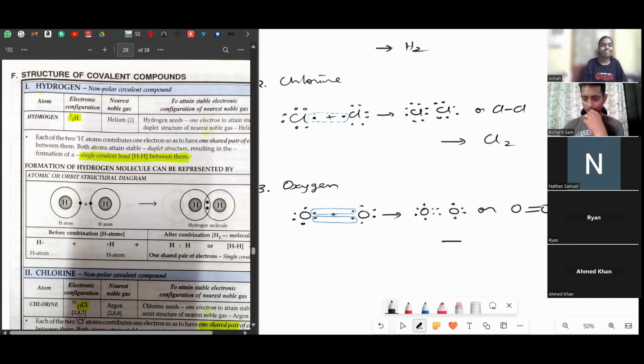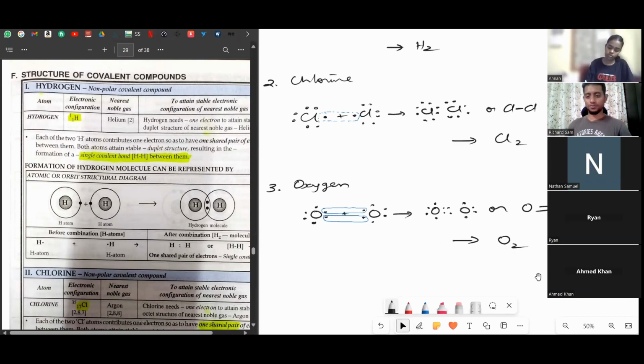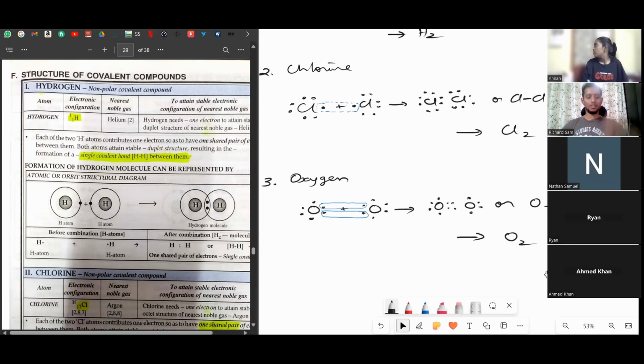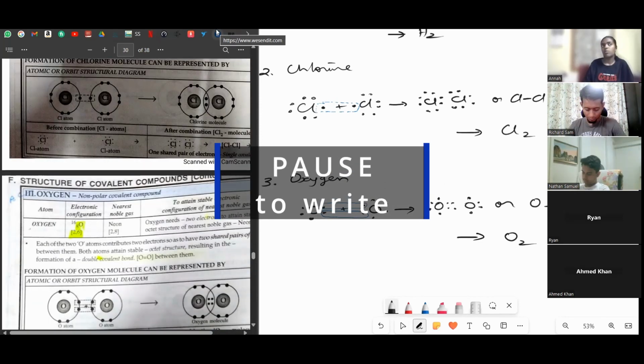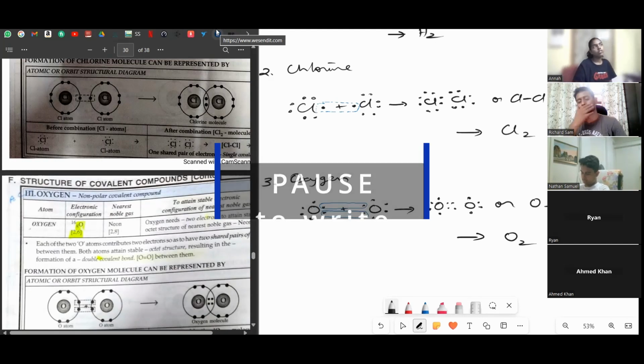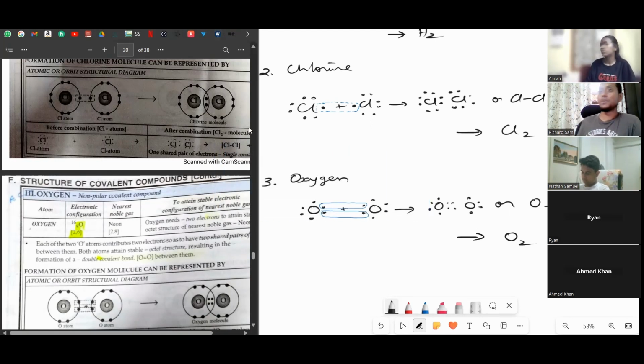All right, and then you put one more arrow and put O2. This is the structure of oxygen, or the electron dot diagram for oxygen. Okay, draw this. Okay, is this much clear, everyone?